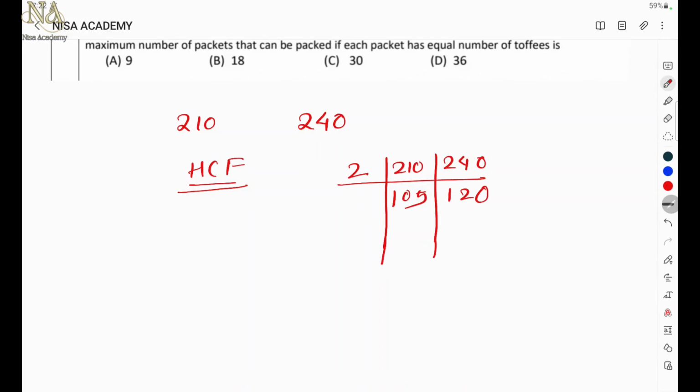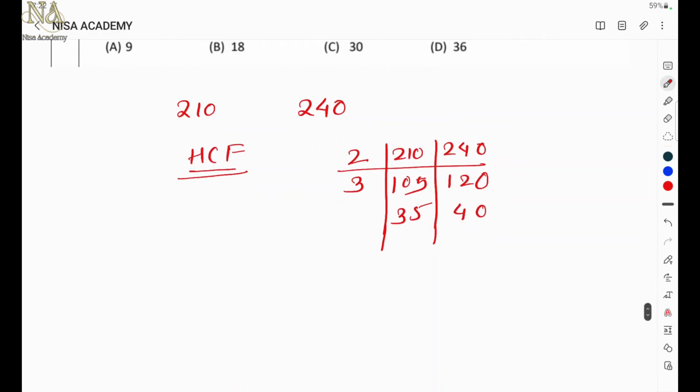It divides 120, but does not divide 105. So I cannot take 2. So I will choose 3. Okay, so let's see. 3 threes are 9, 3 fives are 15. Yes. 3 fours are 12, 3 zeros are 0. So such a number which divides both of the numbers. Okay. So yes, 3 divides. Now can I take 3 again? No, because 3 doesn't divide both of them.